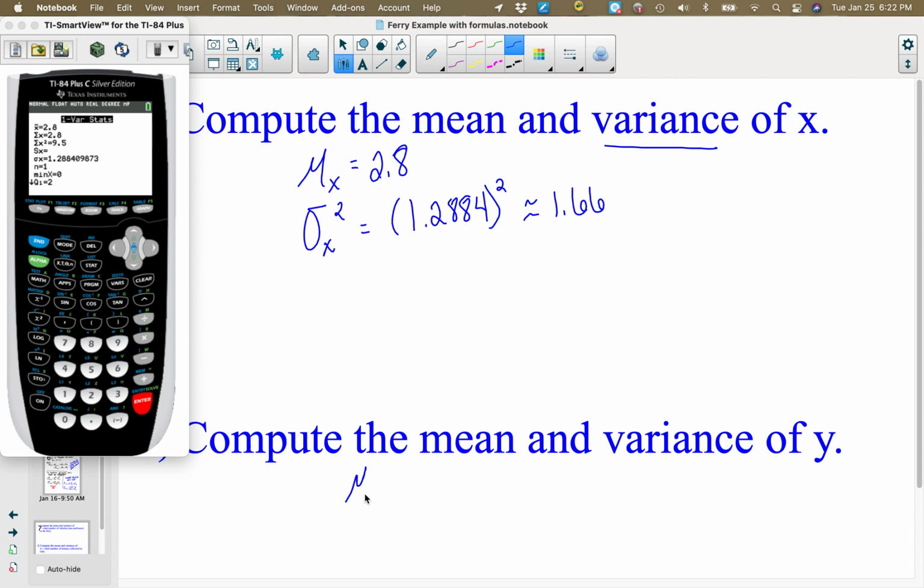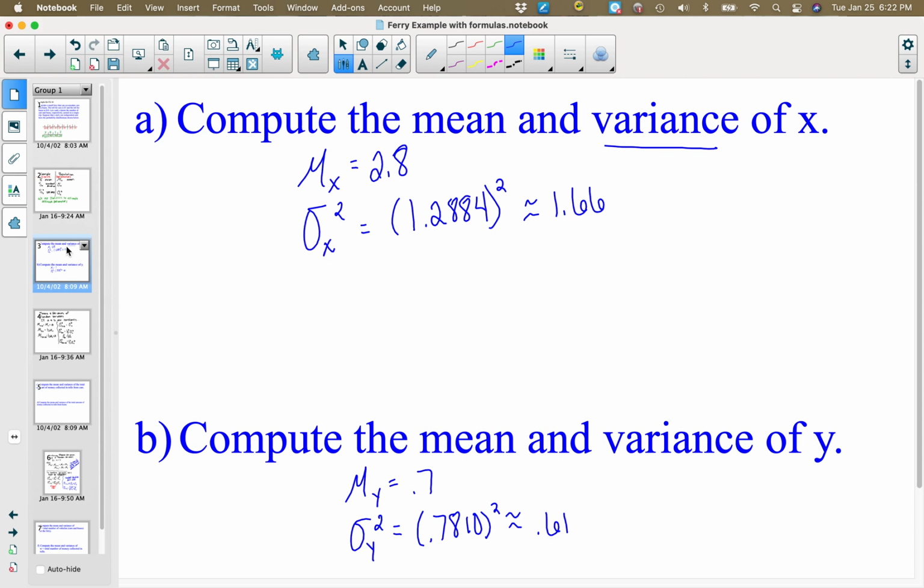So you should get mu sub y equals 0.7 and sigma sub y squared. Remember, you're going to square the standard deviation value, and we get about 0.61. Okay, so that part I went through quick because you know that part.